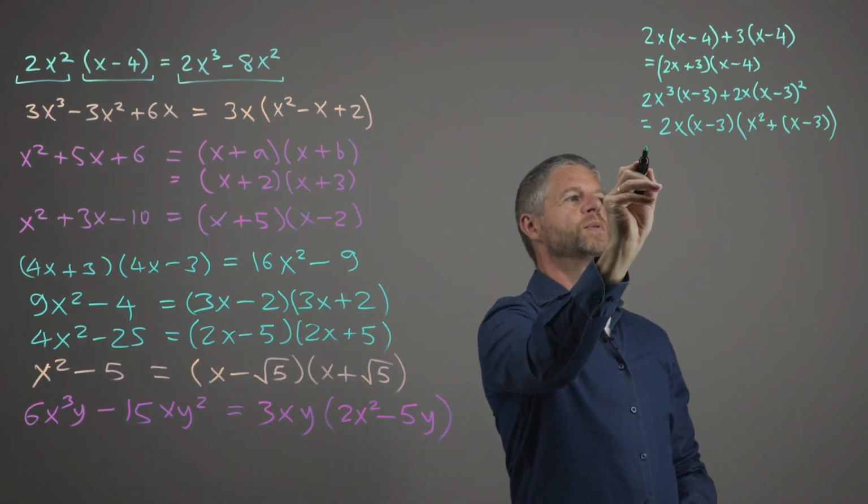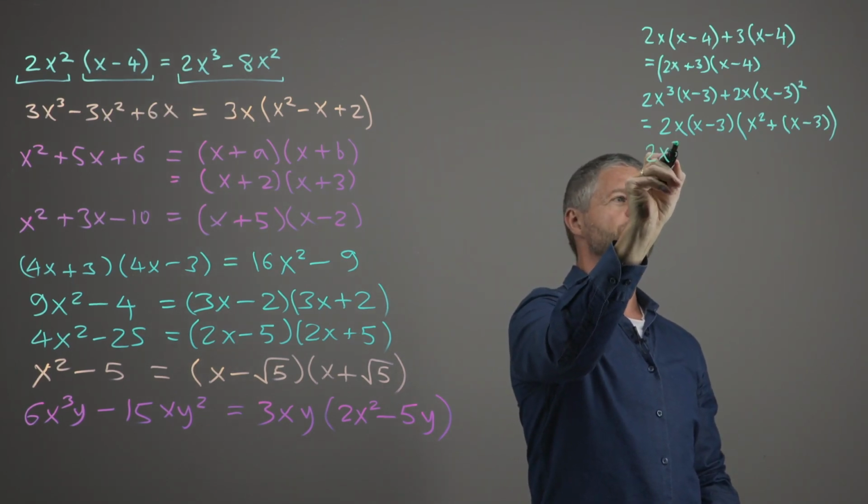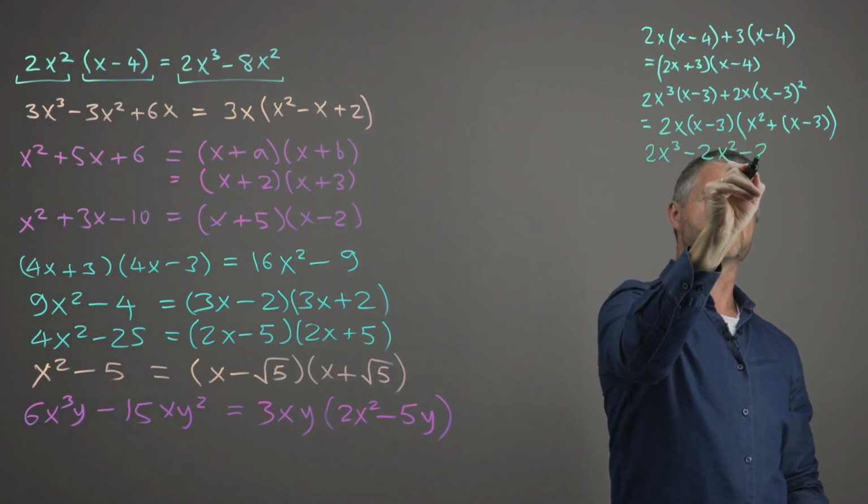A third example, let's do 2x cubed minus 2x squared minus 24x.